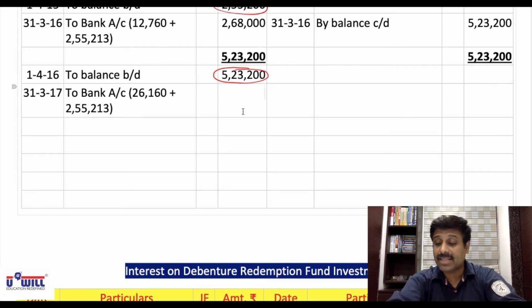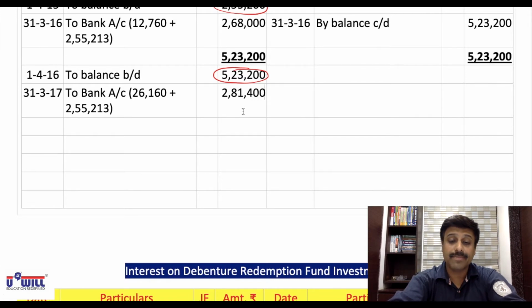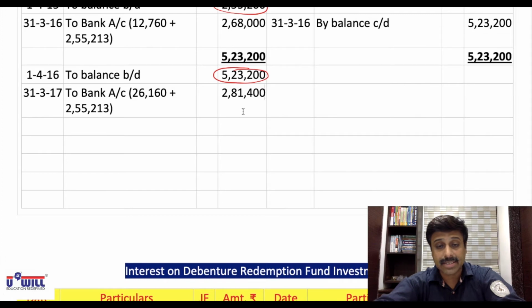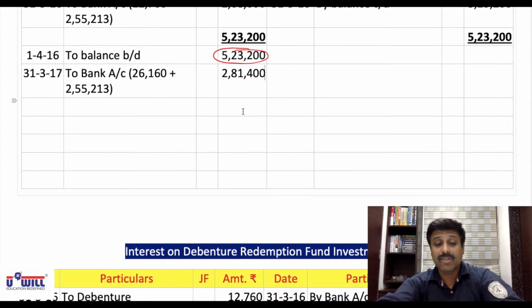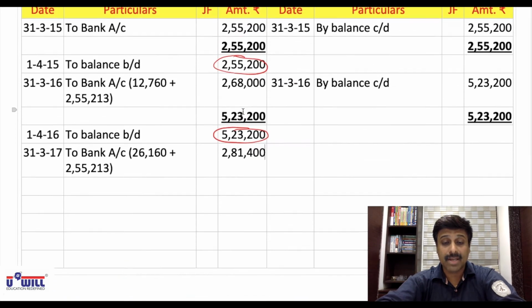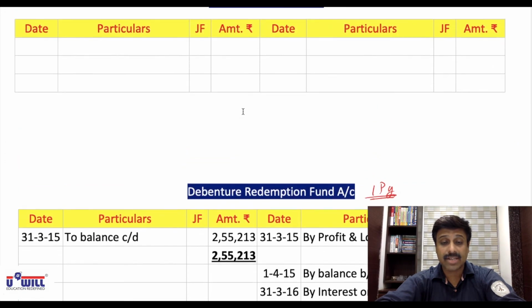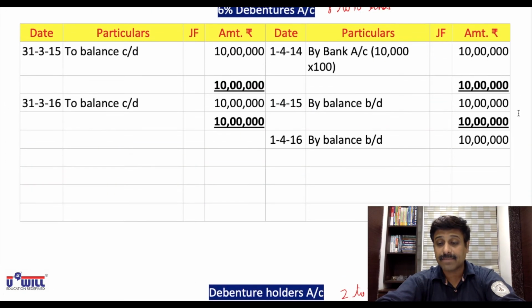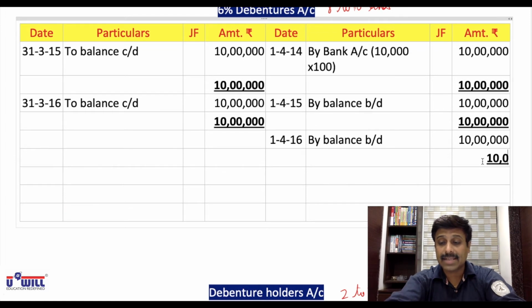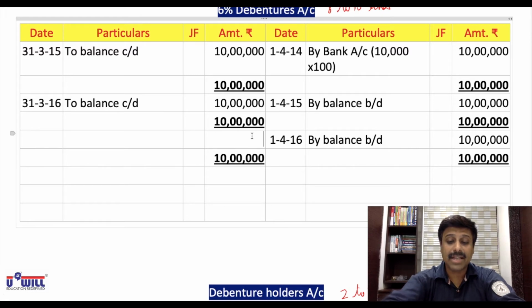Now again 281,373, the nearest multiple of 100 will be what? 281,400. 373, the nearest multiple will be 400. So we will invest 281,400. So second year's 4 entries are, third year's 4 entries are also done. Again we will do the balancing. Credit side 10 lakhs. Both the sides total 10 lakhs. Balance also 10 lakhs.